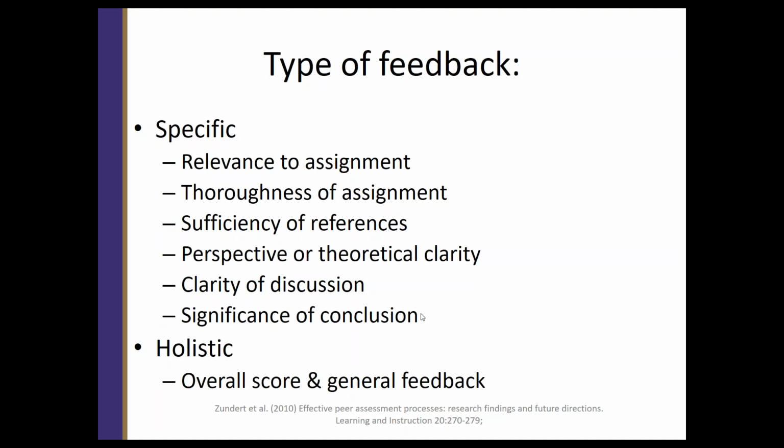When we're building a system or training around how to do effective peer review, there are different ways that we can look at doing student peer review. Some programs will set up very specific criteria that students are asked to comment on and give feedback on: the relevance of an assignment, the thoroughness, meeting the criteria in a rubric, the sufficiency of references, perspective or theoretical clarity, the discussion, and the significance of conclusion. Others will be more general and ask for reviewers to comment just with an overall score and general feedback.